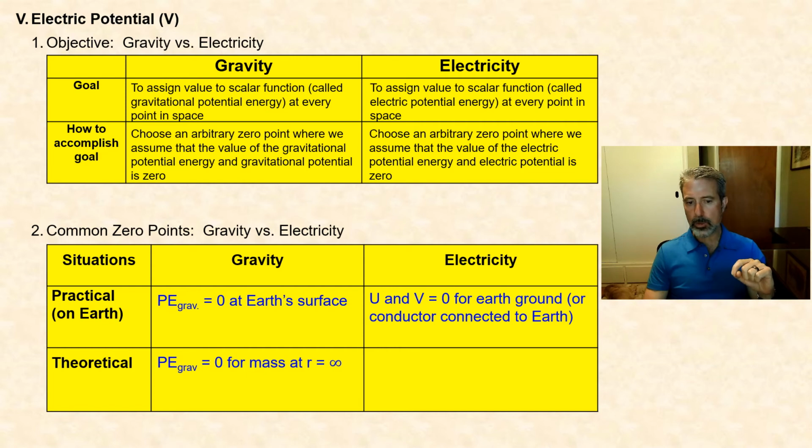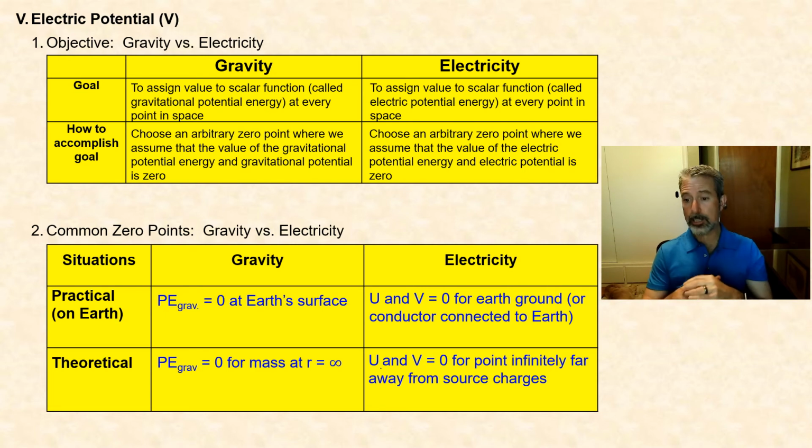What we did there is we said that the gravitational potential energy was 0 for a mass when that mass was located infinitely far away. We'll say r equals infinity. In a similar way here, for the case of electricity, we're going to do the same thing. We're going to say that both the electric potential energy and electric potential for a point that is infinitely far away from the source charges, from your source charge distribution, that's where we would arbitrarily set the value of electric potential energy and electric potential to 0.